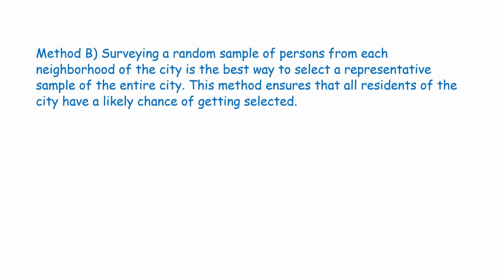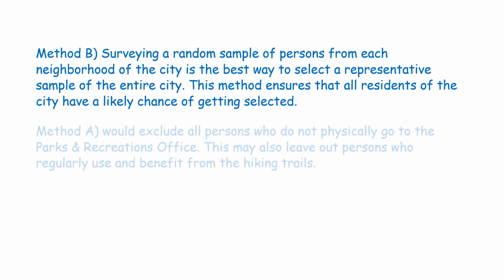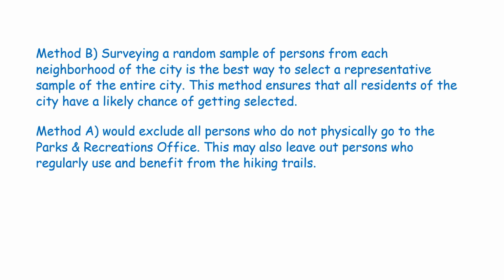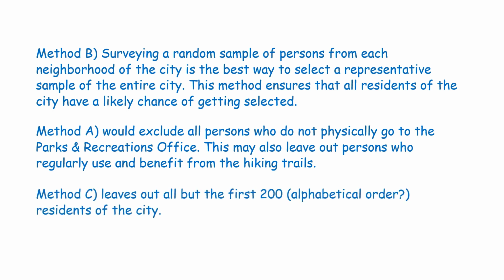Method B, surveying a random sample of persons from each neighborhood of the city, is the best way to select a representative sample of the entire city. This method ensures that all residents of the city have a likely chance of getting selected. Method A would exclude all persons who do not physically go to the Parks and Recreation's office. This may also leave out persons who regularly use and benefit from the hiking trails. Method C leaves out all but the first 200 residents of the city. If it's in alphabetical order, it could leave out everybody at the end of the alphabet.